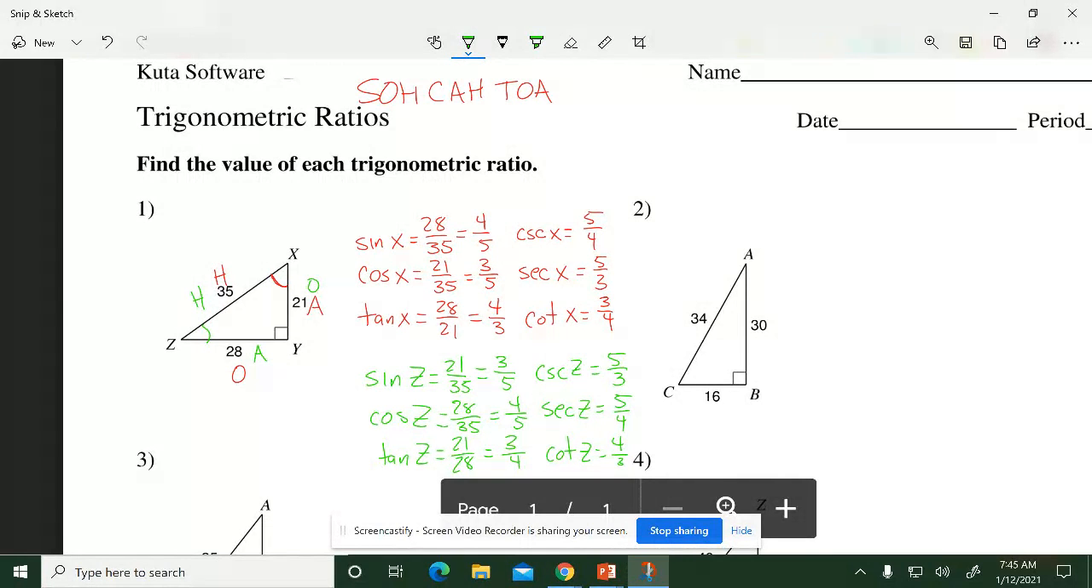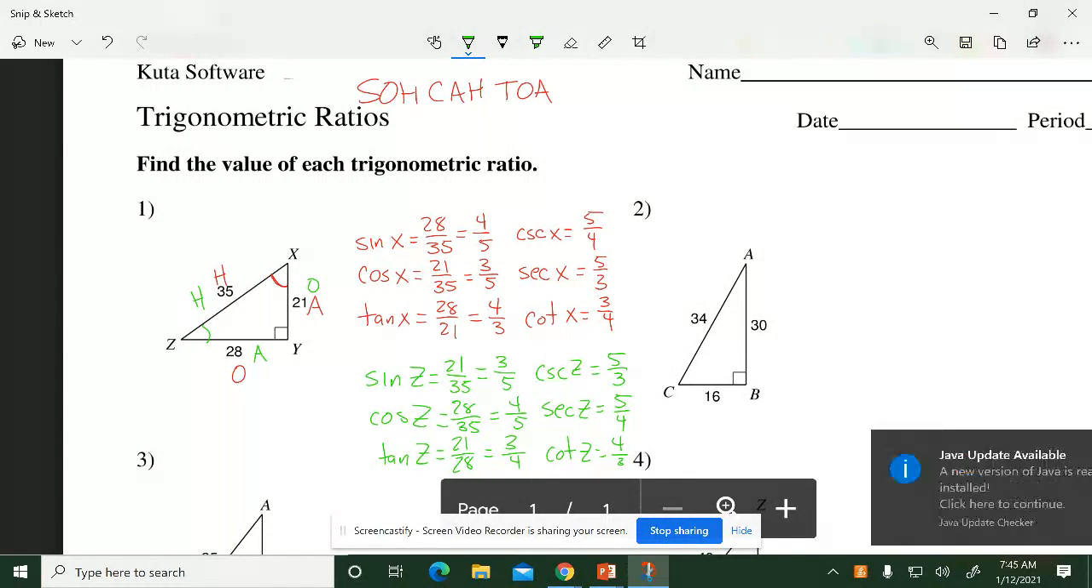Now, I know that seems like a lot, but once you get going on this, in addition to not having to resimplify fractions, because there'll be fractions you've already seen, you should start to notice some patterns here between like the sine of one angle, cosine of the other angle, tangent of one angle, tangent of the other angle. And that will save you some time too.